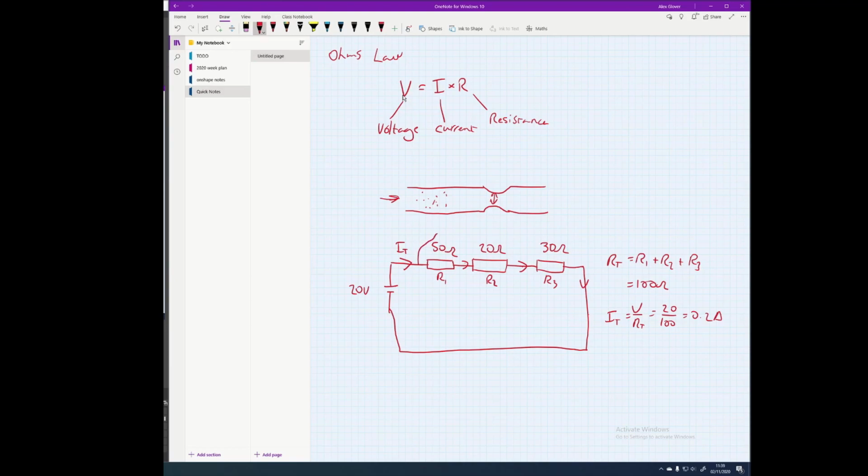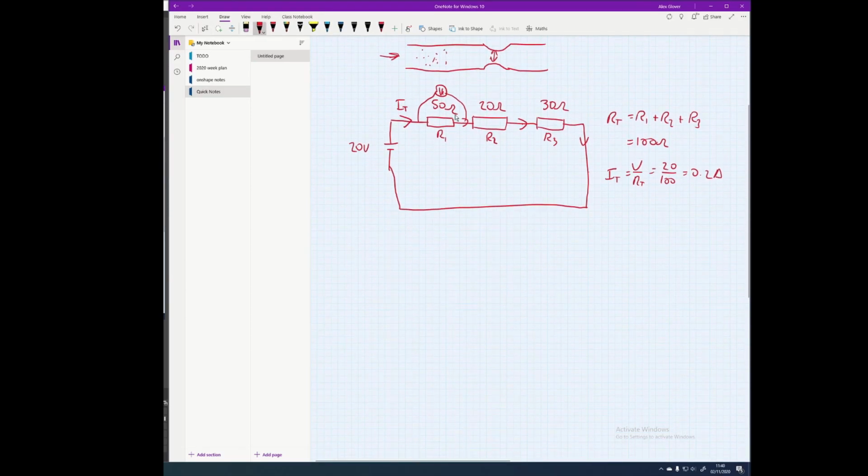So if we wanted to measure and put a voltmeter in, we'll call that V1, then we can work that out, because V1 is going to be equal to, well, we know Ohm's law says that V equals IT times R1. In this case, that's 0.2 times the resistance of R1, which is 50. So 50 times 0.2 is 10.